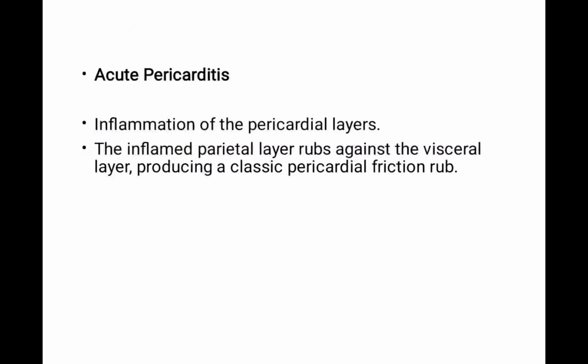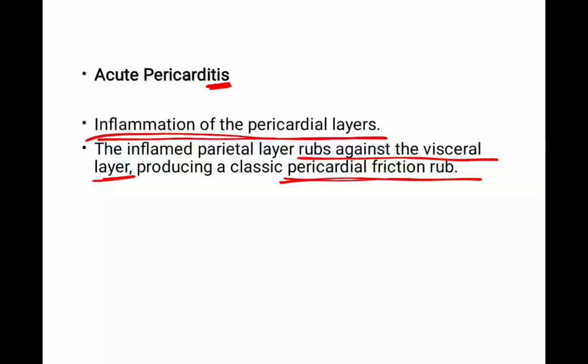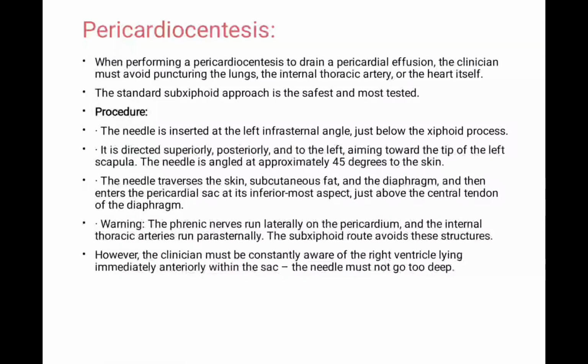We also have acute pericarditis. Pericarditis, from the name, is inflammation. So we're talking about inflammation of the pericardial layers. Now, the inflamed parietal layer of the pericardium rubs against the visceral layer, producing a classic pericardial friction rub. Because of this inflammation, the layers rub on each other, producing a classic friction rub, with pain.